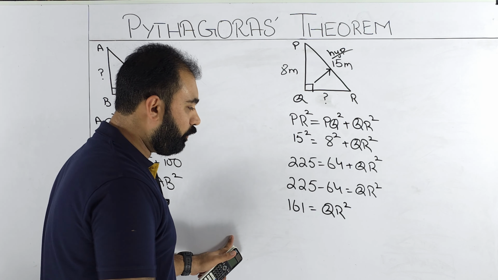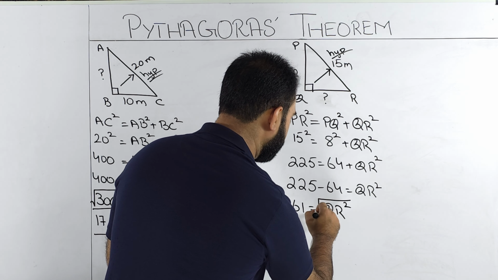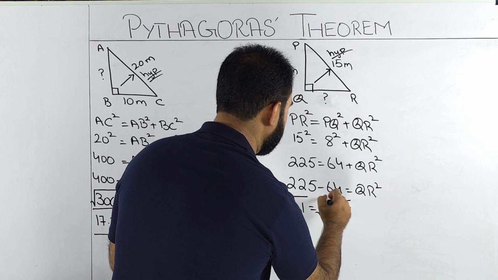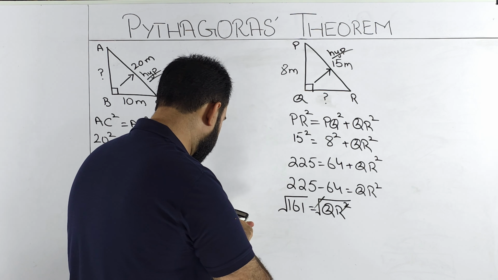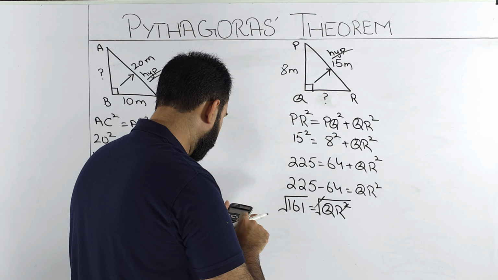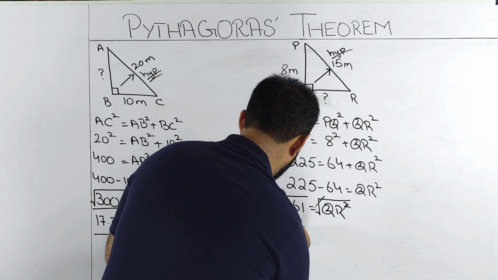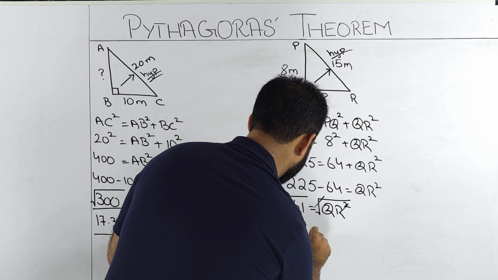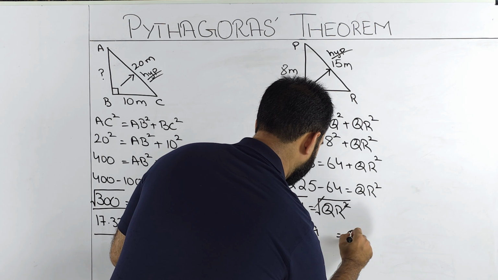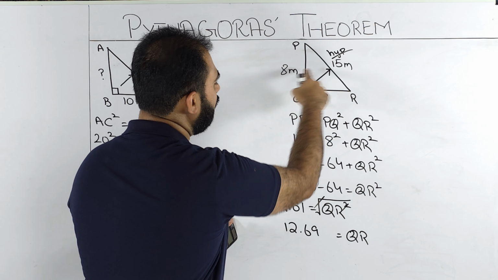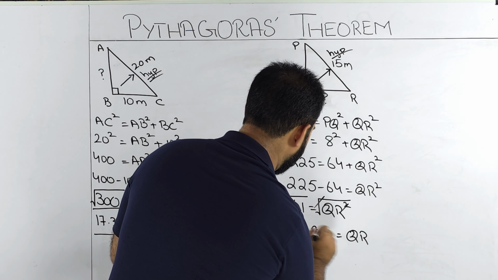To find out the value of QR, I'll apply square root on both sides. So under root 161 is 12.69. And the units are meter, so I'm going to use meter here.